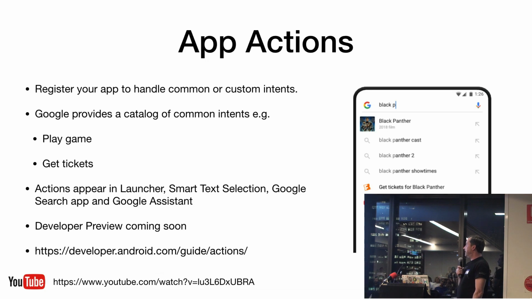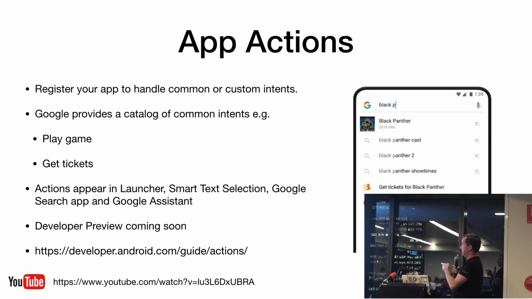App actions, another interesting feature that was added this year. This allows your app to register as a handler of a common set of intents. Some of those intents might be play a game or get tickets. So if you're the Ticketek app or Ticketmaster, you might register to say, hey look, I'm an app that knows about how to buy tickets for things. Then when somebody starts searching, in the example, somebody's starting a query for Black Panther, YouTube is going to say you can watch a trailer for Black Panther, but your app might go, well, I can buy you tickets for Black Panther to go and see it at the movies.